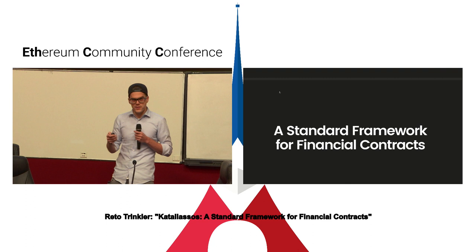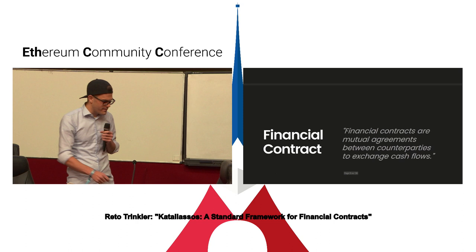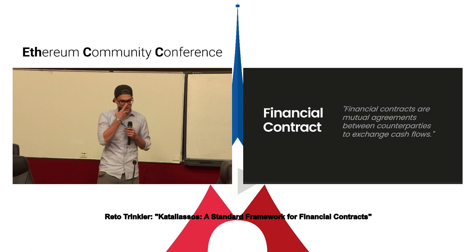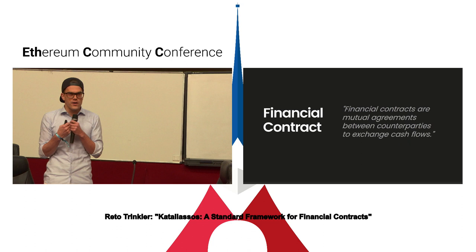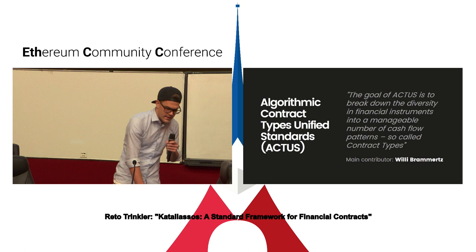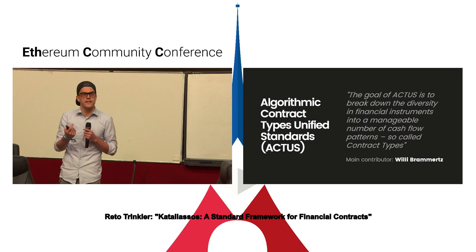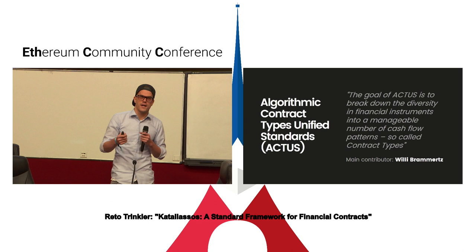An explanation of this slogan, standard framework for financial contracts. What is a financial contract? Financial contracts are mutual agreements between counterparties to exchange cash flows. So it's really all about defining cash flows. If you think about an ERC-20 token contract, what this contract fundamentally defines is cash flow, how does money flow from one account to another account.